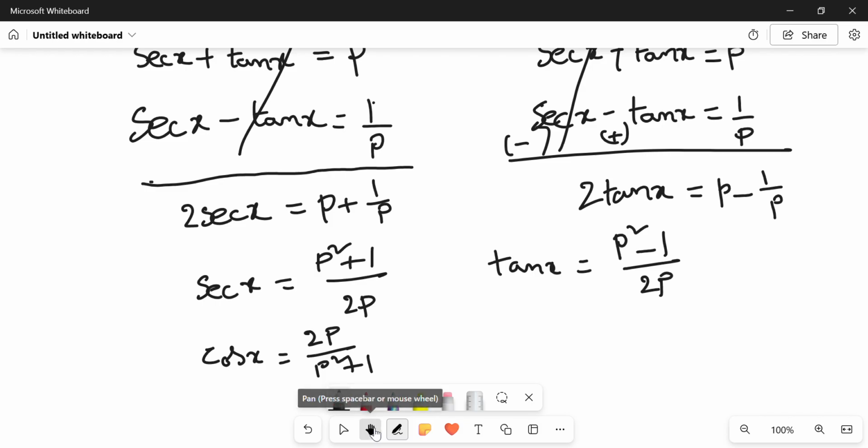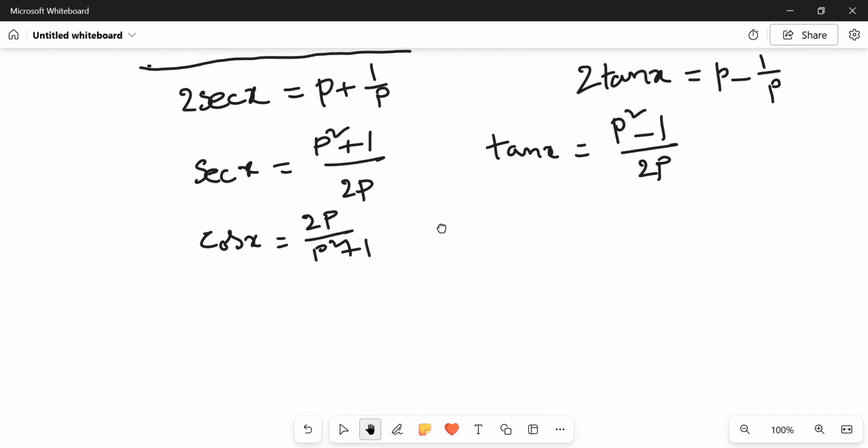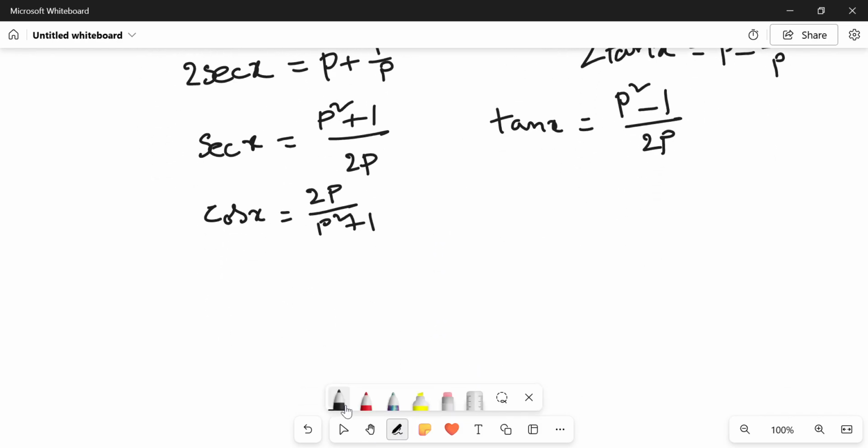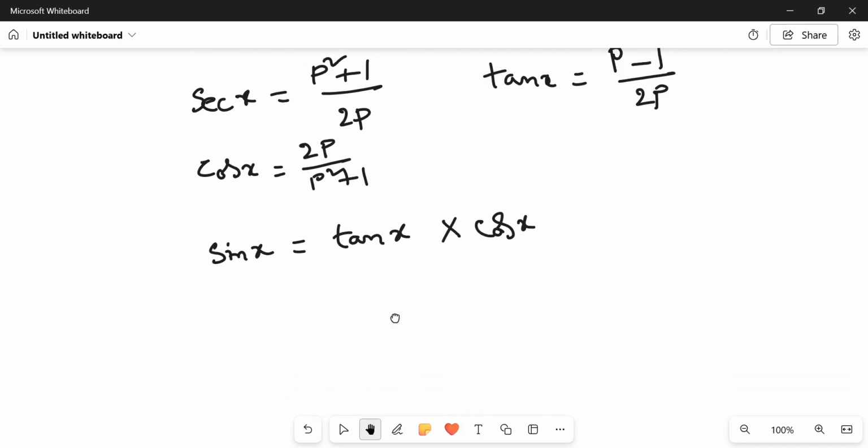Now I need to find the value of sin x. To get sin x, it is pretty simple. Sin x is the product of tan x and cos x. So tan x multiplied by cos x will give us sin x, because I know very well that tan x is sin x by cos x. So let us plug in the things.